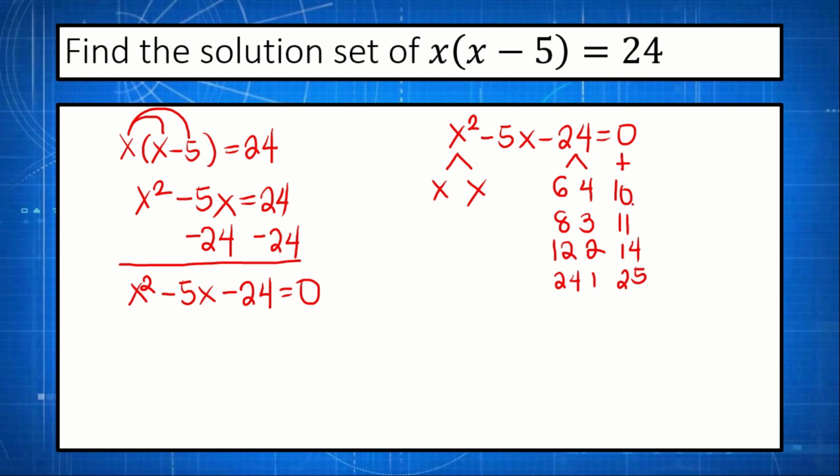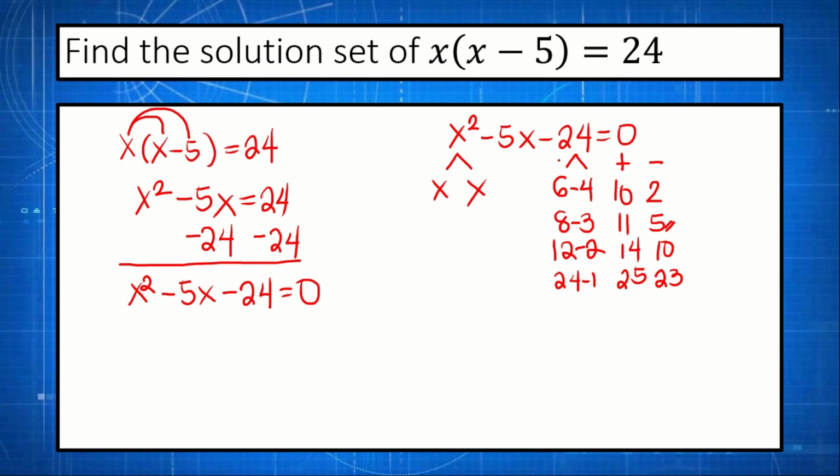So we check first if we will get negative 5. If not, we'll try to subtract them. So 6 minus 4, that is 2. 8 minus 3, we have 5. 12 minus 2, we have 10. And 24 minus 1, we have 23. So again, we check if we have negative 5. So we have a closer answer, that is 8 minus 3, which is equal to positive 5.